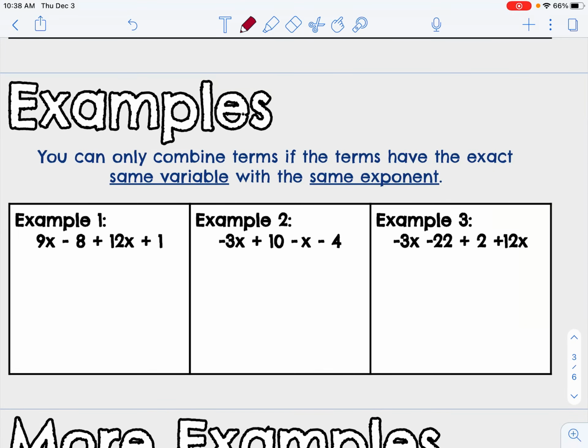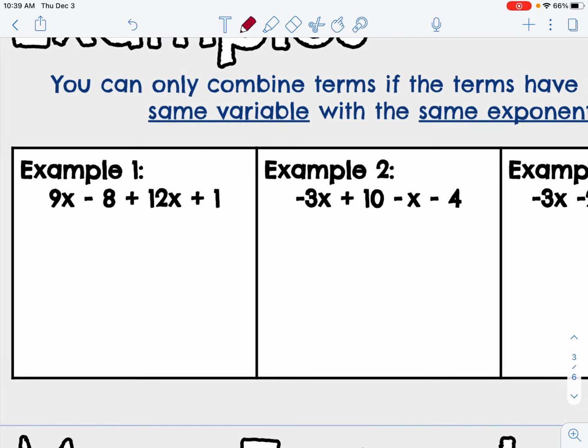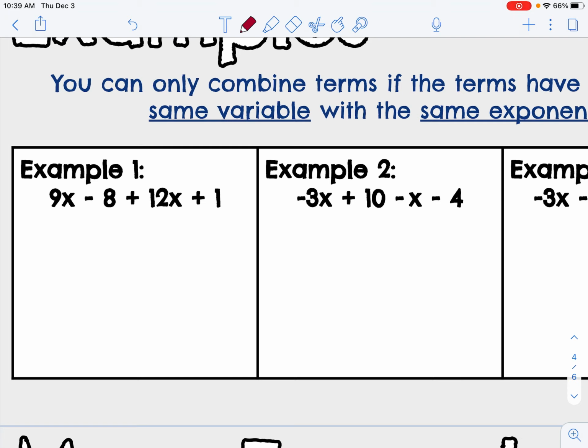Let's look at some examples of combining like terms. Remember, you can only combine terms if they have the exact same variable and exact same exponent. So if I'm looking at number 1 and I want to simplify to combine like terms, I first look at 9x and I look through this expression and see, does anything else have just an x? And there is. There's this 12x.